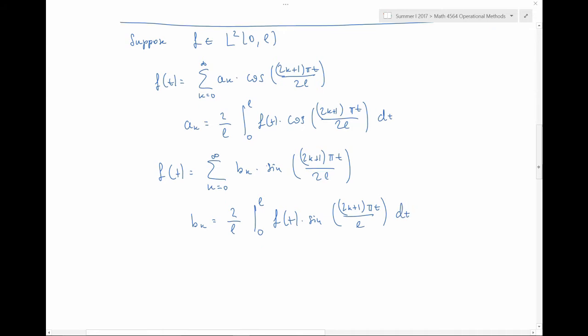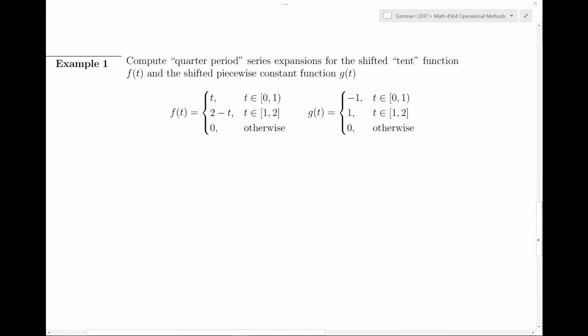Again, let's use two of my favorite functions. So here I want to use the same 10th function and the same piecewise constant function, shift it into the interval 0 to 2, and I want to compute the quarter period series for each one of them. I'm going to use Mathematica to compute all of the series because the coefficients are quite long and the integration is quite long, so it's a lot faster to use Mathematica.